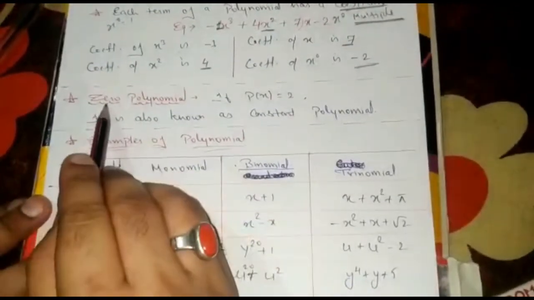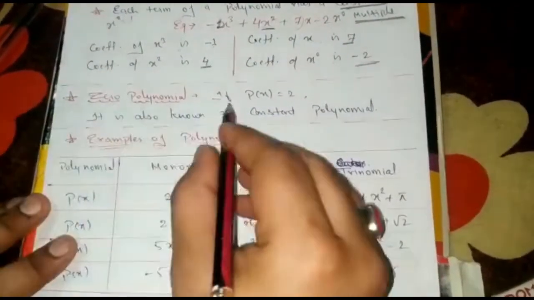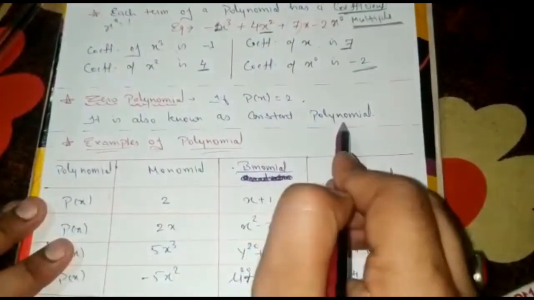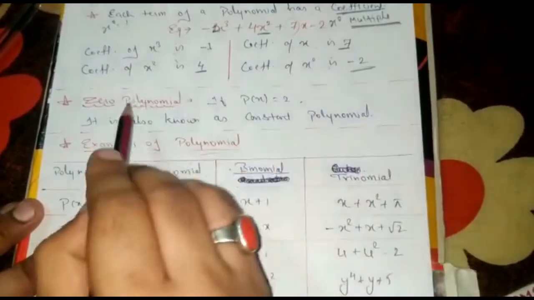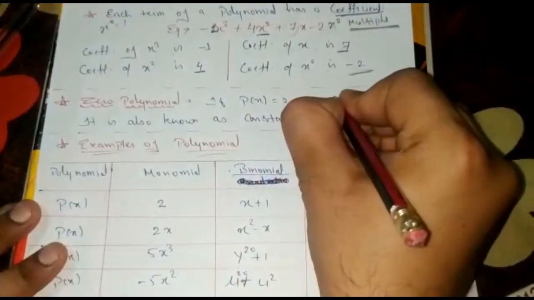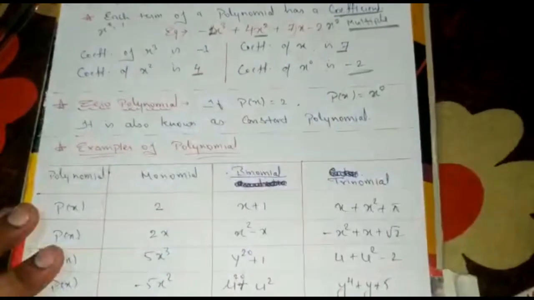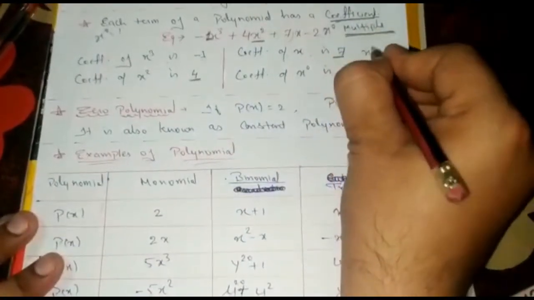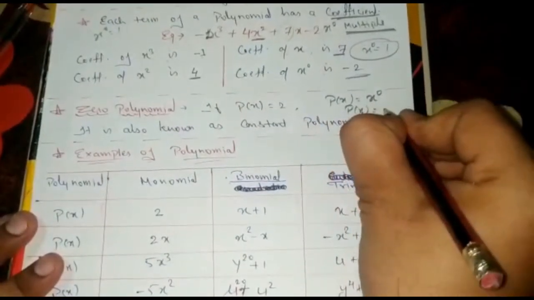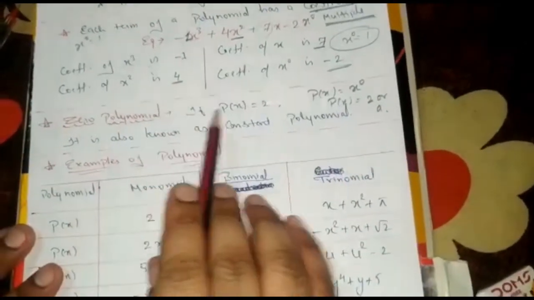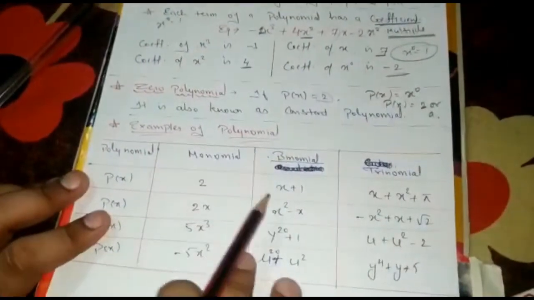Now one more type of polynomial, that is the zero polynomial. Let us consider the equation p(x) = 2. Zero polynomial is also known as constant polynomial. Let us understand what is constant polynomial and zero polynomial. If a polynomial has x^0, and we have already discussed that x^0 is equal to 1, then p(x) will always be a constant term, 2 or a or any particular constant. That means a zero polynomial has only a constant term and there is no variable in it.